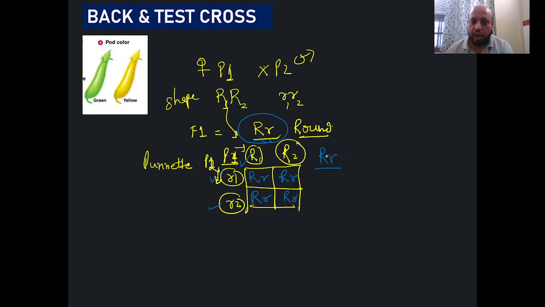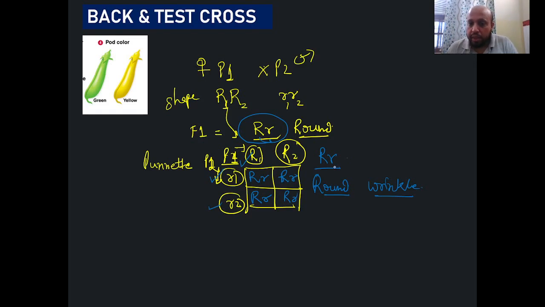But since it has been found that all the plants appear round instead of wrinkled, this phenomenon is called the principle of dominance, because one is dominant. So what does that mean here?